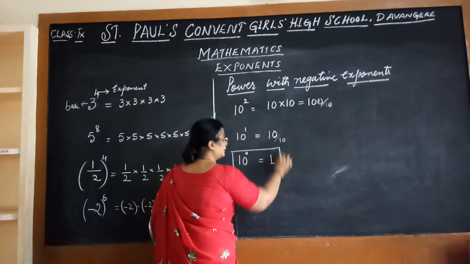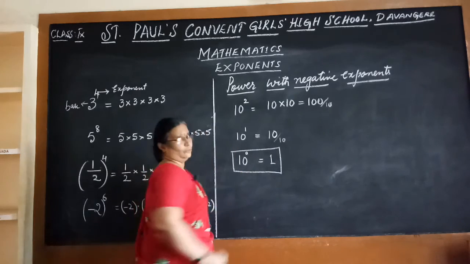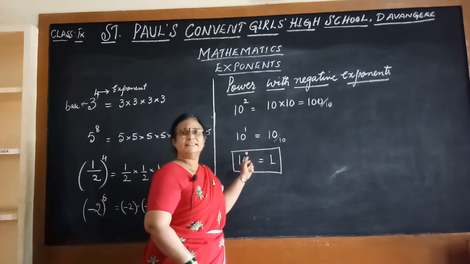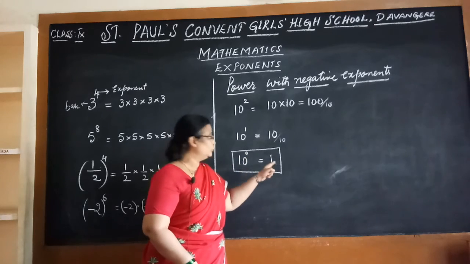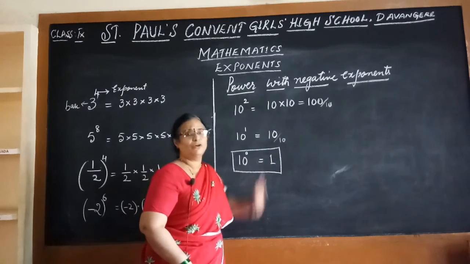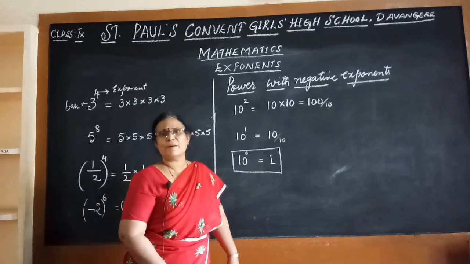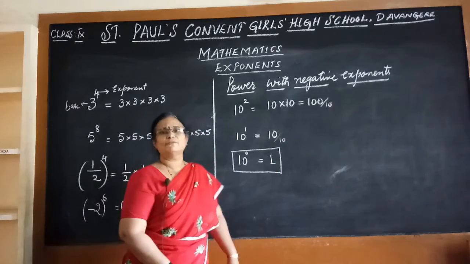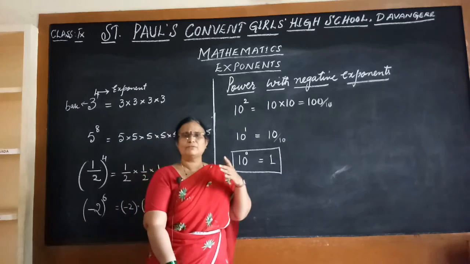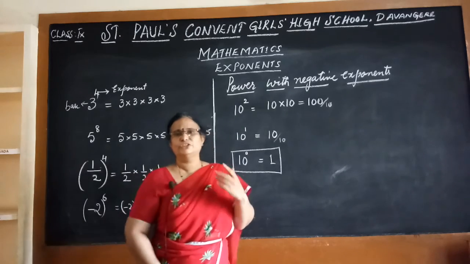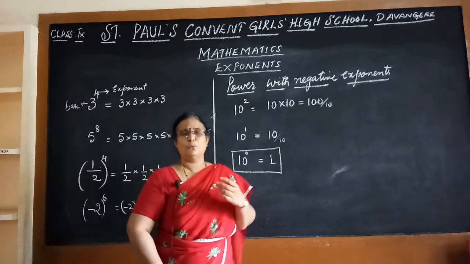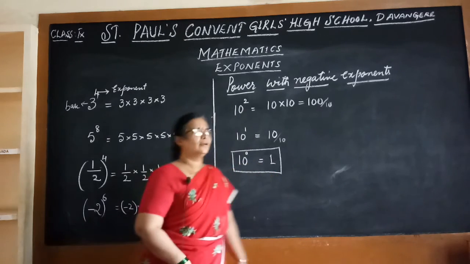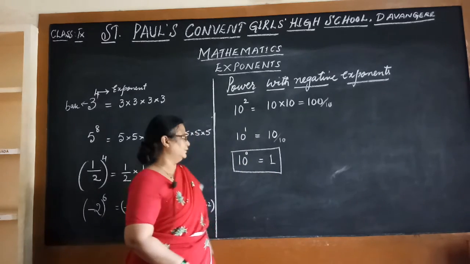This is how we conclude, if the index is 0, the value is always equal to 1. How did I get it? This is the way we got it. Anything to the power of 0 is always 1. 2 to the power of 0 is 1, 10 to the power of 0 is 1, 8 to the power of 0 is 1, m to the power of 0 is 1. Any number to the power of 0 is always 1. This is how we got it.